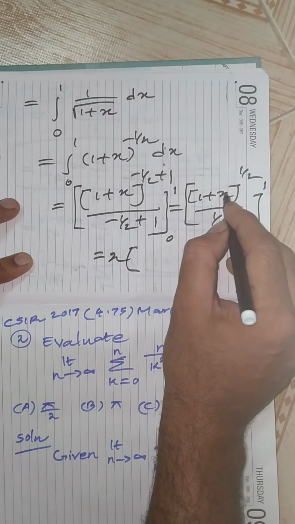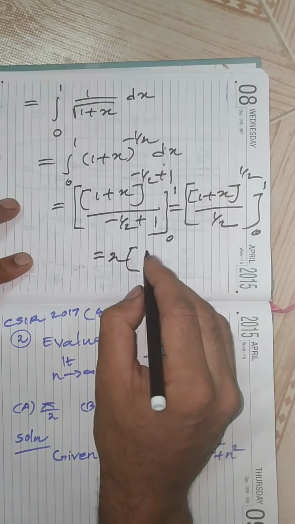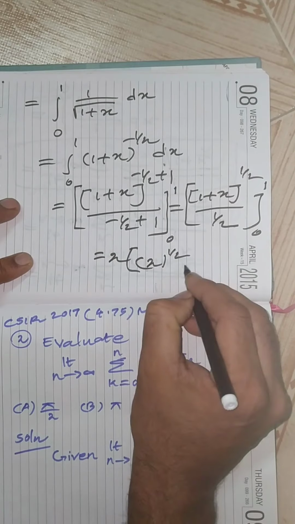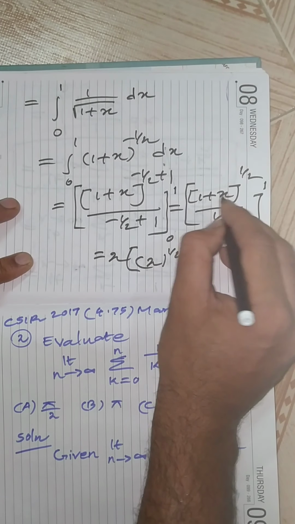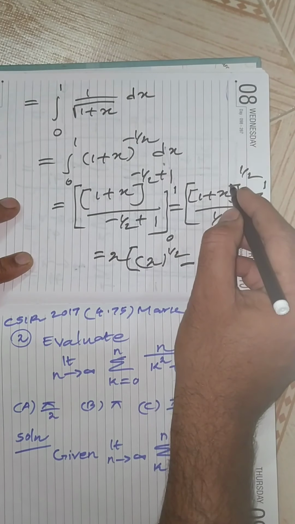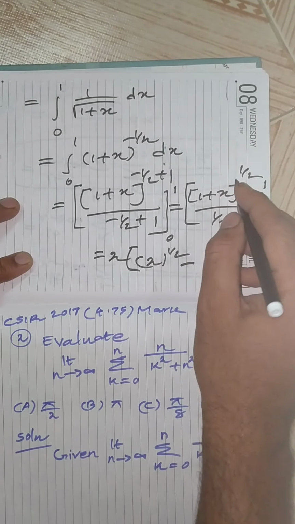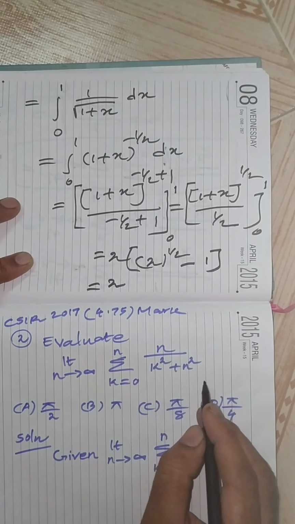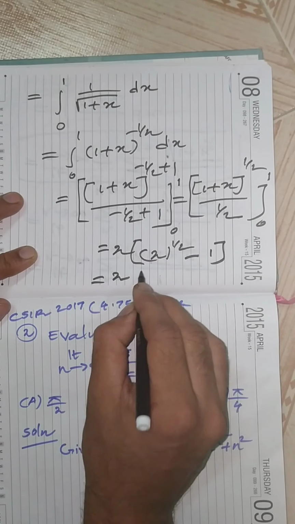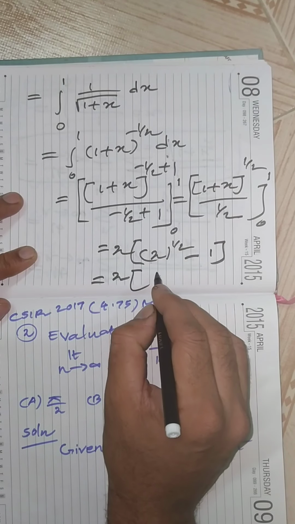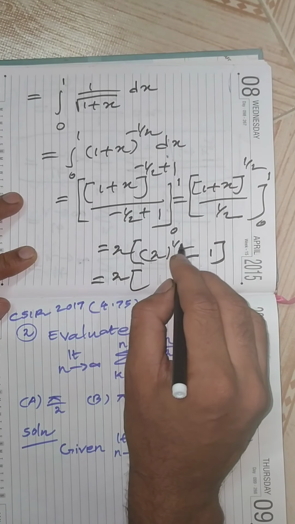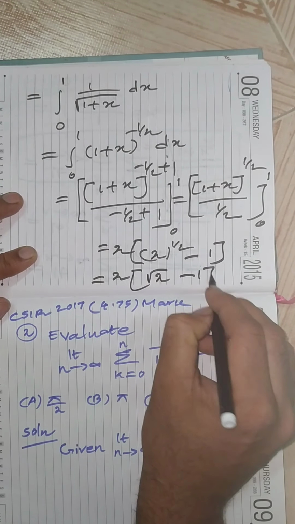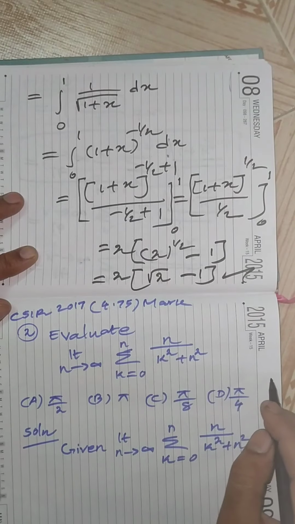Now applying the upper limit for x, 1 plus 1, 2, so 2 power 1 by 2, minus the lower limit for x, applying 0, 1 plus 0, 1, 1 power 1 by 2, 1. So finally we are getting 2 into, am I right, 2 power 1 by 2 minus 1, which can be written as root 2 minus 1. So this is our final answer.